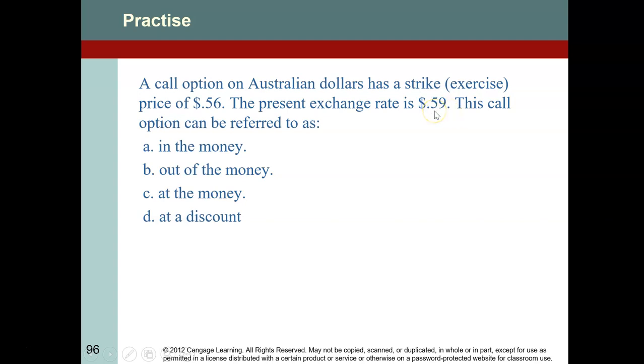And we could make money, right? So when the spot price is higher than the strike price for the call, we say we are in the money, okay?